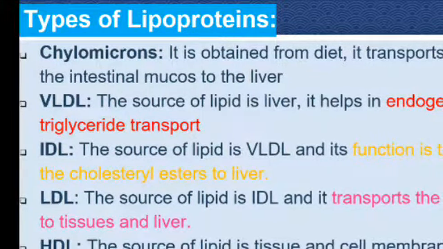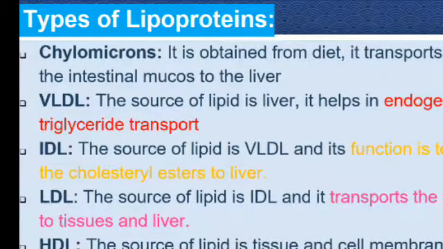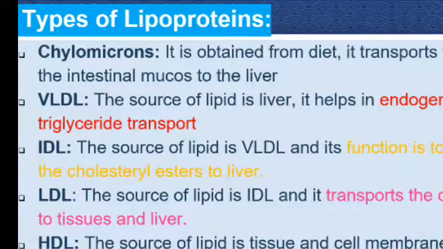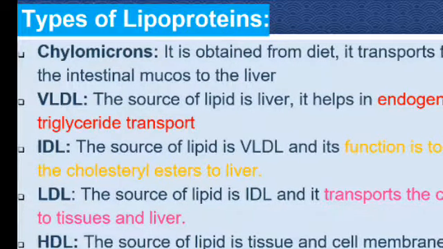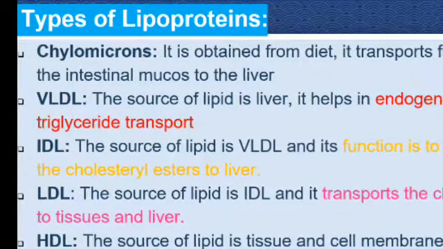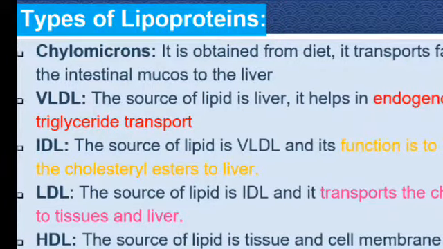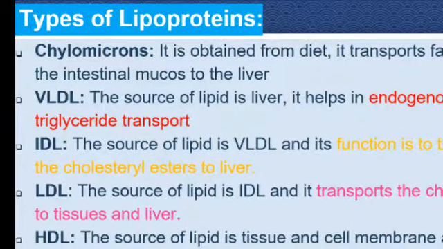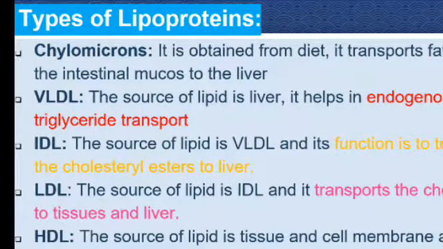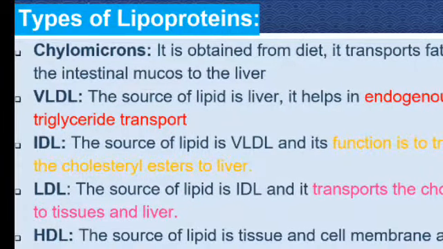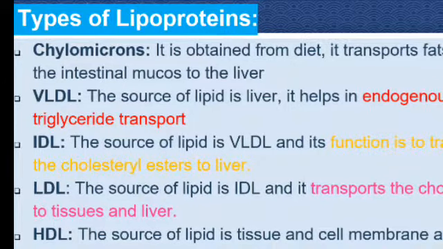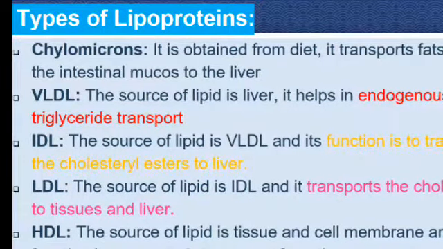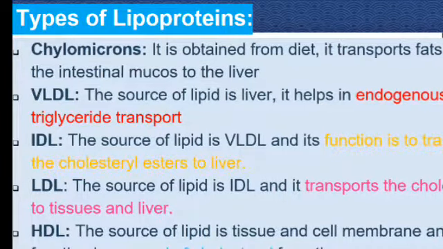First is the chylomicrons. It is obtained from diet. It transports fats from the intestinal mucosa to the liver. Second is the very low density lipoprotein or VLDL, where the source of lipid is the liver. It helps in endogenous triglyceride transport. The third one is the IDL, which stands for intermediate density lipoprotein, where the source of lipid is VLDL, and its function is to transport cholesterol esters to the liver.